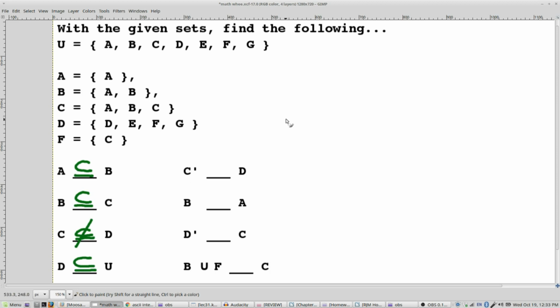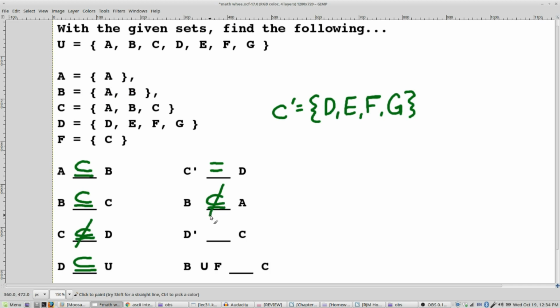Okay, how about C prime? So C prime is going to be everything in the universe that's not also in C. So we're going to skip over A, B, and C. We'll have D, E, F, and G. So is C prime a subset of D? Yes, and actually they're equal to each other. So since these are equal, I'll just put an equal sign. Is B a subset of A? Well, no, B does not. B has more elements than A does, so even though A is a subset of B, B is not a subset of A. So we'll say no.